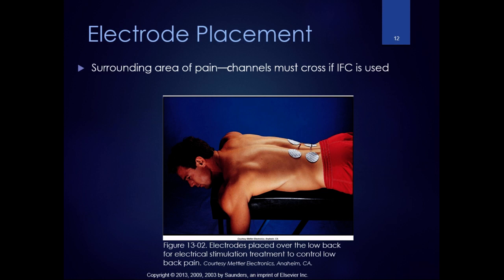So with the electrode placement, we want to surround the area of pain. So with TENS, so like this guy's got mid-low back pain, and we're surrounding the area with the electrodes. With the TENS, it doesn't matter what electrodes go where, just all 4 of them are on there and you hook them up. With IFC, you have to cross the channels. So the upper right is going to be channel 1, the lower left is going to be channel 1. The upper left is going to be channel 2, the lower right is going to be channel 2. So they have to be in that cross pattern in order for the interferential to work correctly. And we'll try that setup in lab.